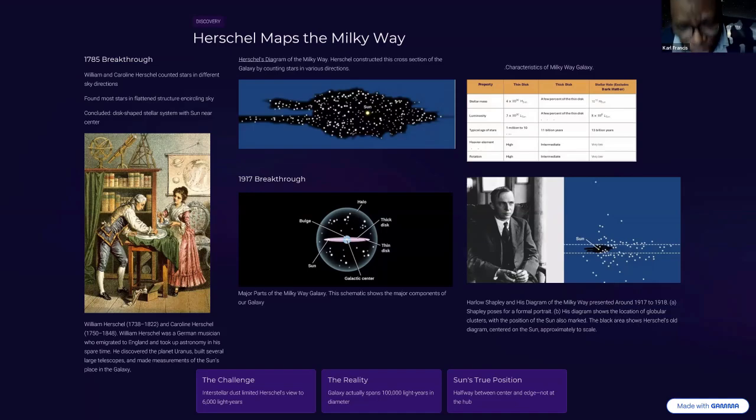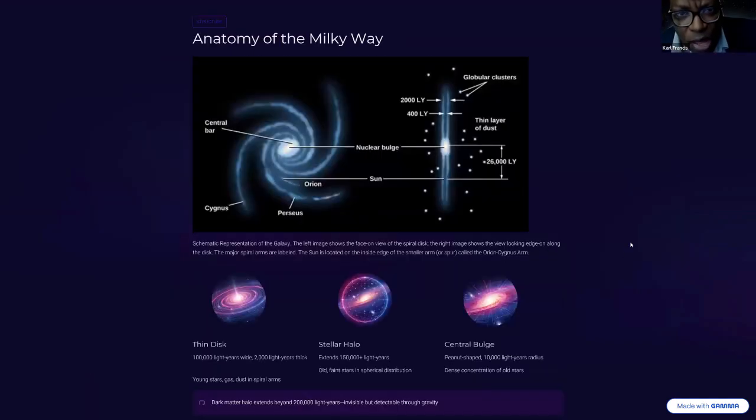So we continue to look and do research, and we found that the galaxy has a basic structure like you see here. It has a thin disk, stellar halo, and a center bulge. And you can see that in the images up here. In the center here, we have our central bulge, right? They show you on the right the thin layer of dust. They show you the globular clusters that usually are in the halo, right? They show you the diameters of the thin disk and the thick part of the disk, right?